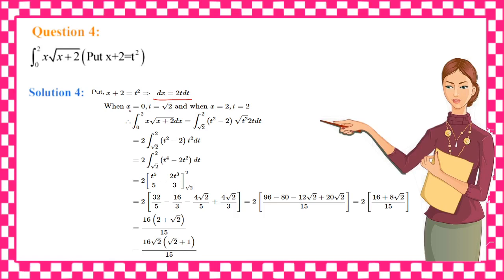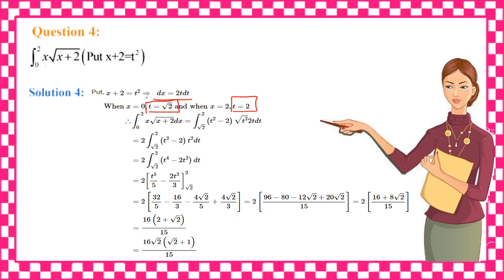Now change the limit. If x is equal to 0, then t is equal to root 2, and when x is equal to 2, the upper limit, 2 plus 2 is 4, which is equal to t square, so t is 2. So the new limits are root 2 to 2.